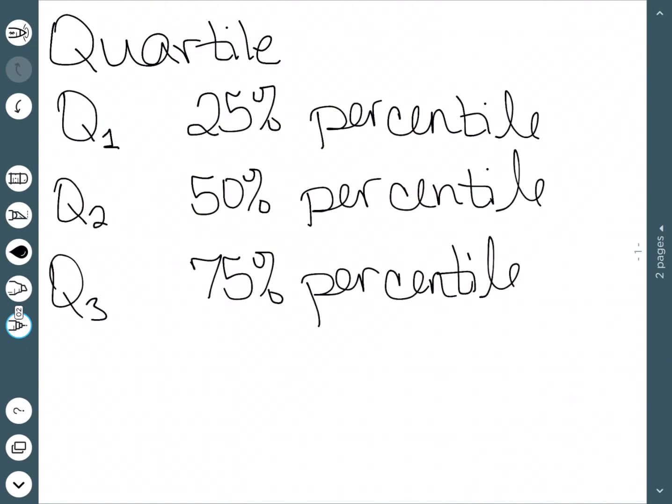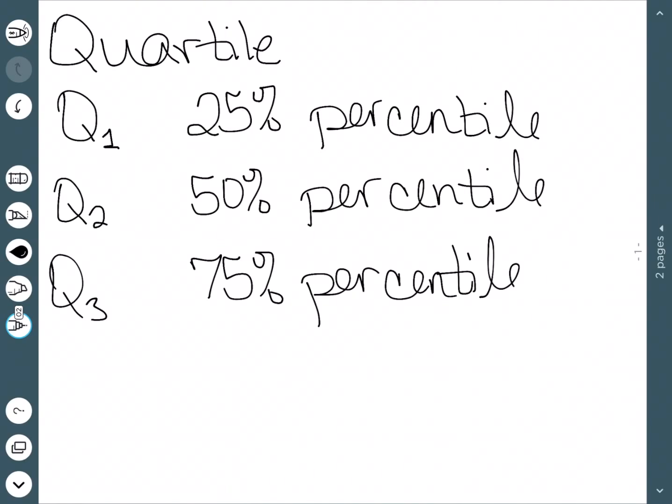The next way we'll consider to measure position is called a quartile. Quartiles just give you the 25th, 50th, and 75th percentiles. We denote them with Q1, Q2, and Q3 to represent the 25th, 50th, and 75th percentile.